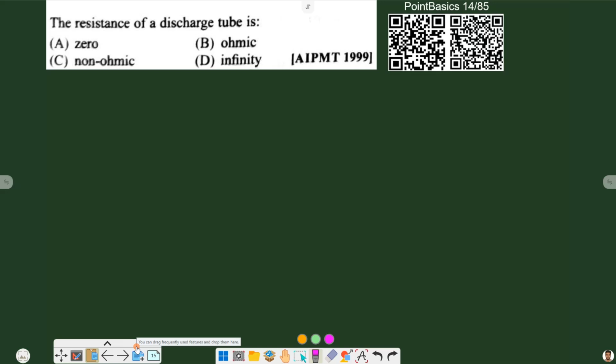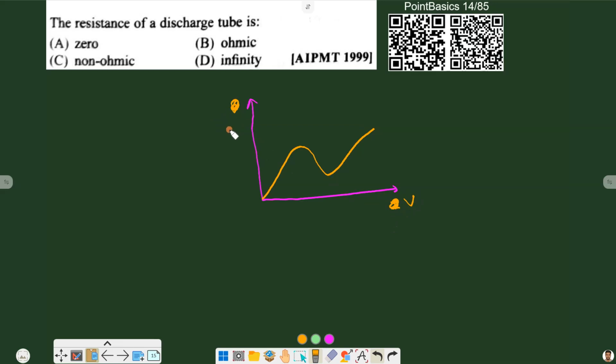Now, the resistance of a discharge tube is zero, ohmic, infinity, or non-ohmic. For a discharge tube, the voltage versus current graph varies like this. This is potential, this is current. The behavior is something like this.